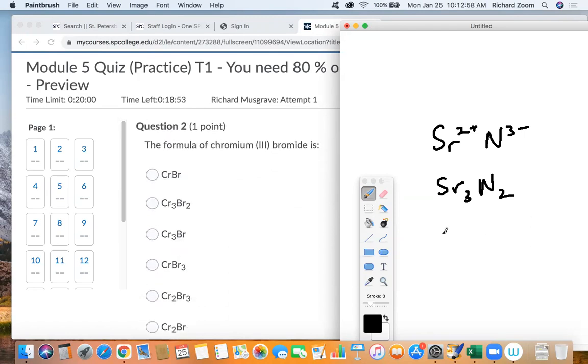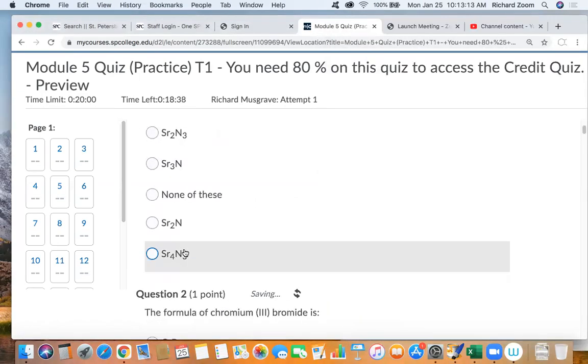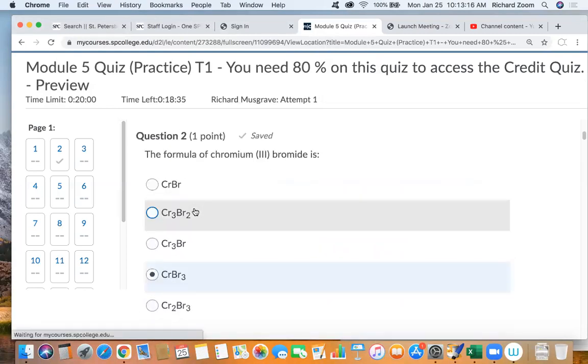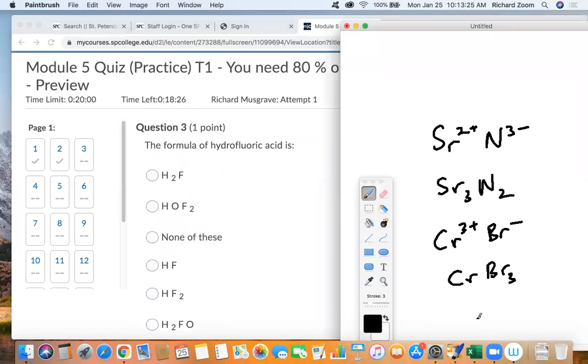Chromium(III) bromide: Cr3+, Br-. CrBr3 is what you come up with. And that one is actually listed there. Hydrofluoric acid. So again, remembering your rules here: H+ and F-. Again, the hydro indicating that fluorine is by itself. HF will be the answer there.